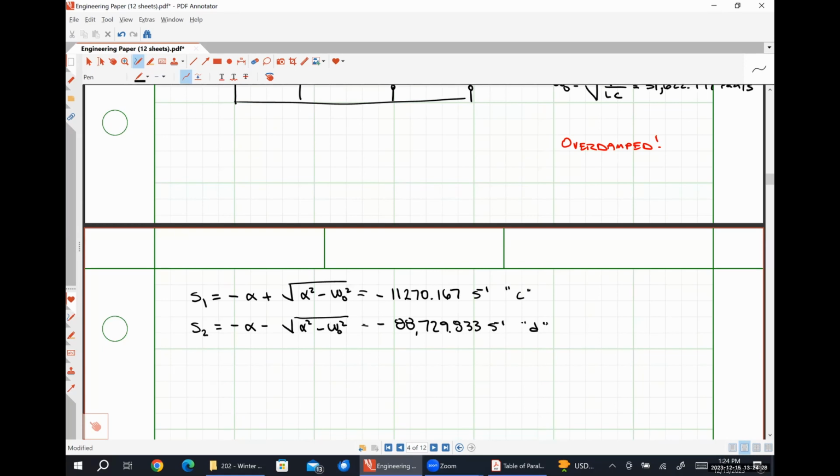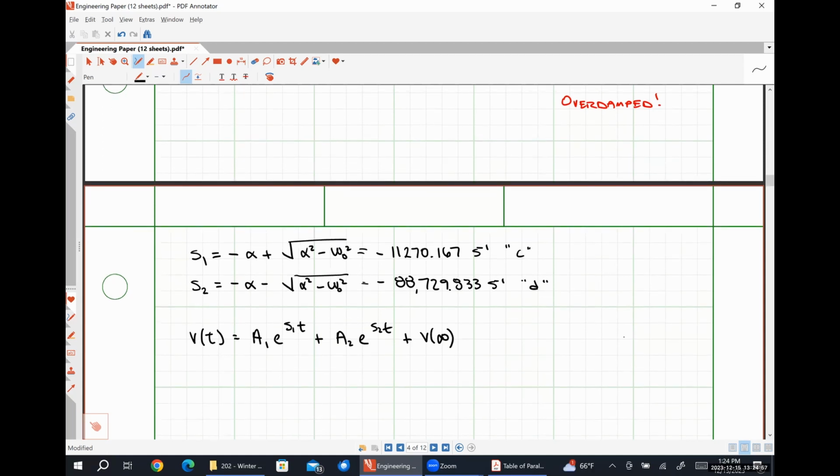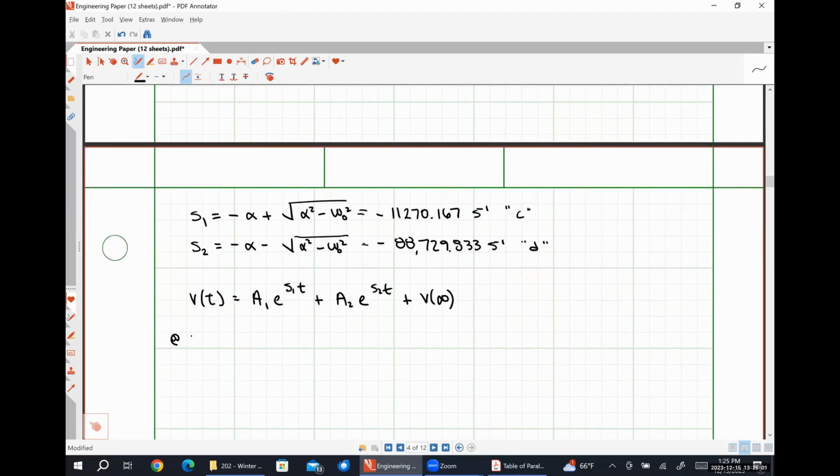All right. So now we're going to use our table. So we're going to say that V of t is equal to A1 e to the S1t plus A2 e to the S2t plus V at infinity. At t is equal to 0 plus, this becomes V at 0 plus is equal to A1 plus A2 plus V at infinity. Since e to the 0 is 1, our exponential terms wind up going away.